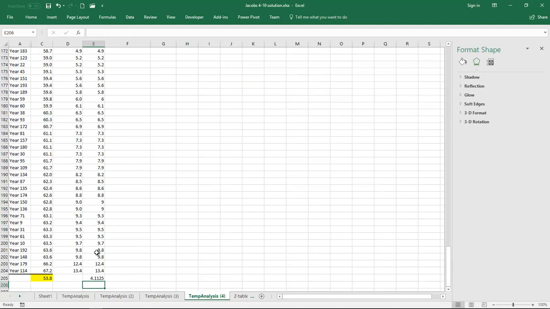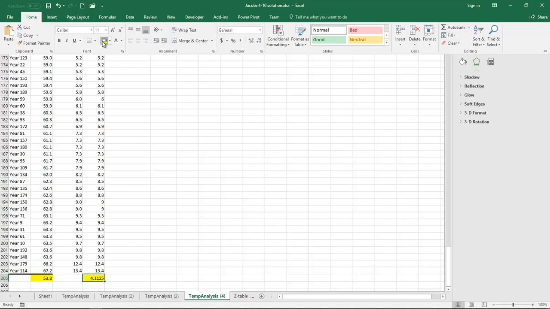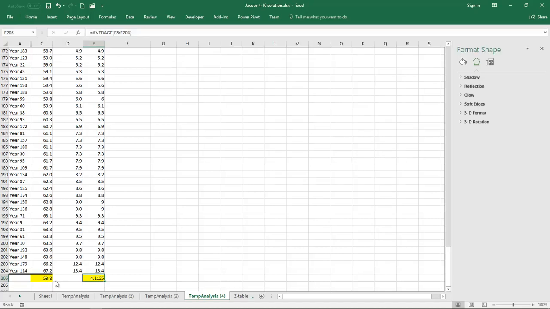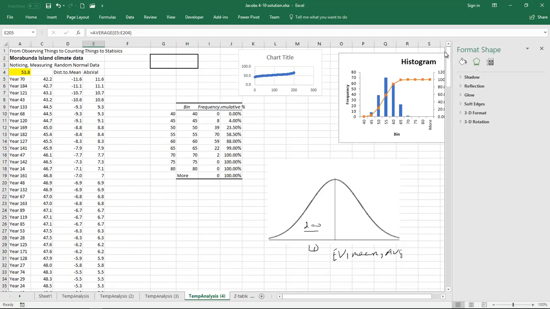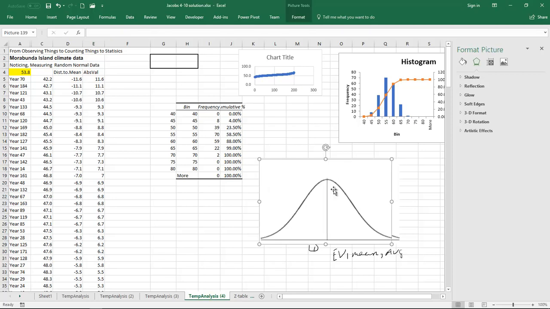And when we do that, the average distance to the mean of all the points is 4.1125. And I want to save that off and paint it yellow because it's that important. So now we have the average, and we have the average distance to the mean, and we can go to our curve over here. I'm going to grab it.